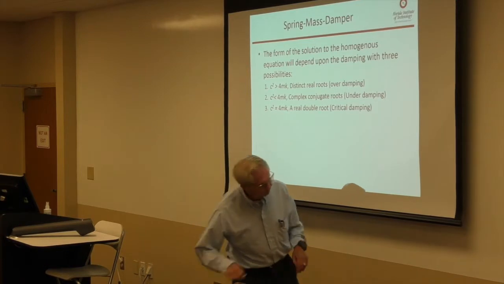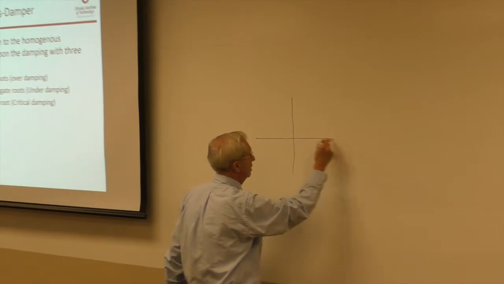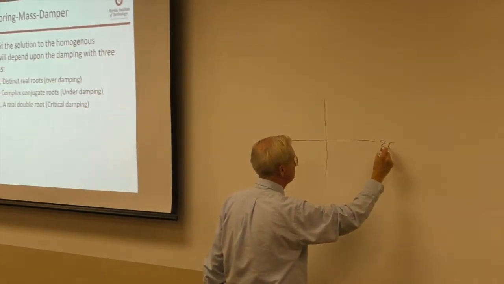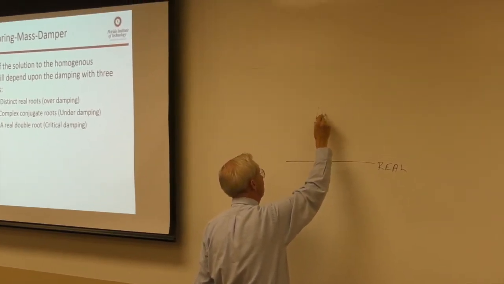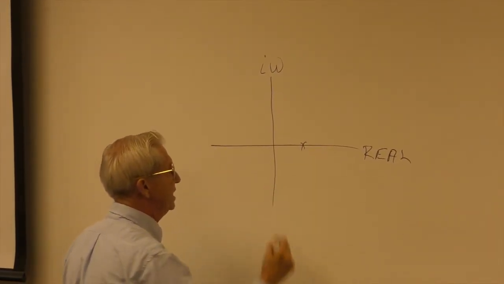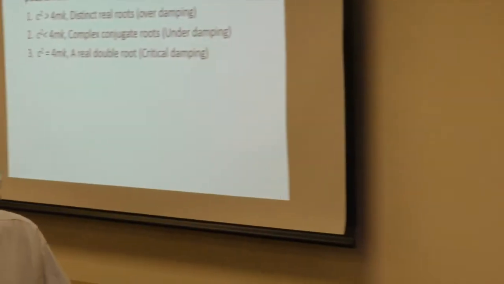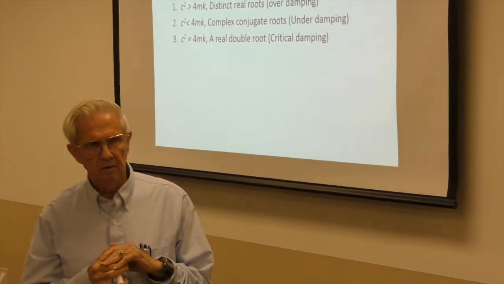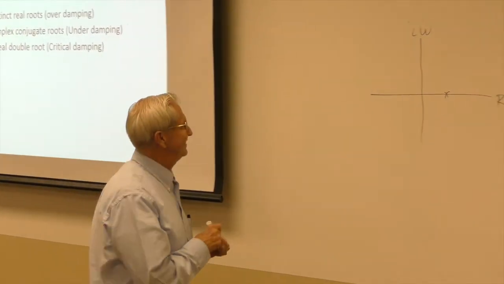And so if we draw the complex plane, this is the real axis, we'll just call it real. And this is the imaginary axis, call it I omega. And if we have a root that's on this side, we know that that's a negative real root. Am I right? Yeah, okay. Been a while since I did this.